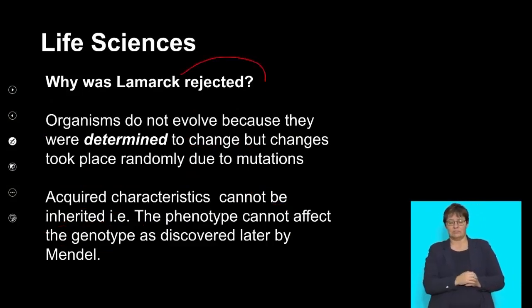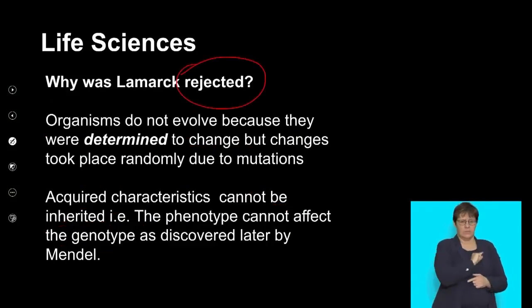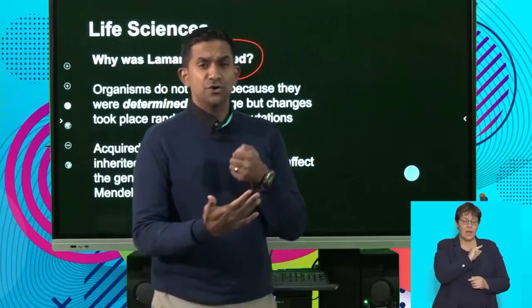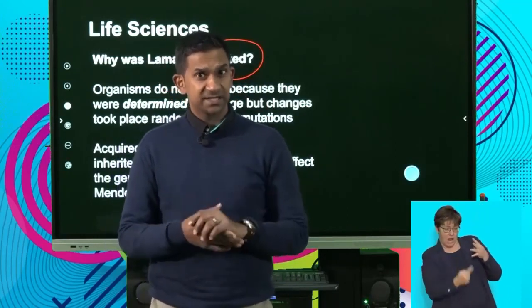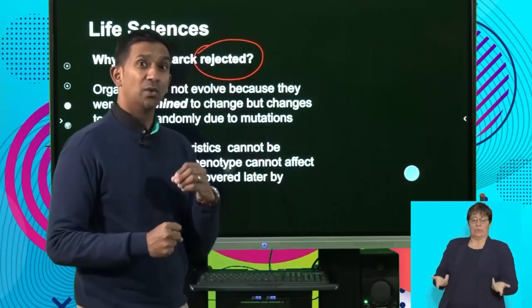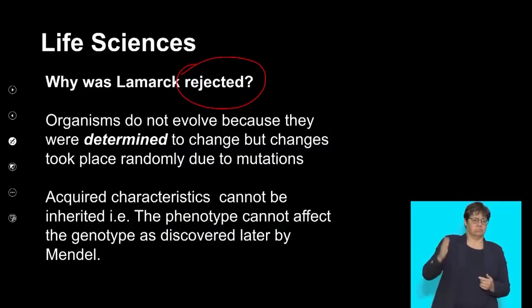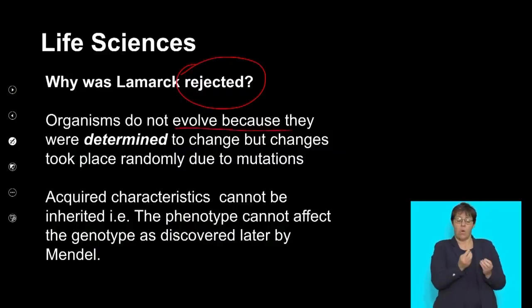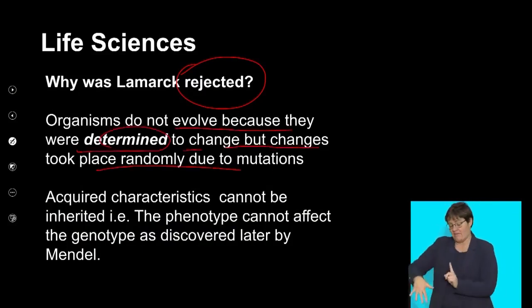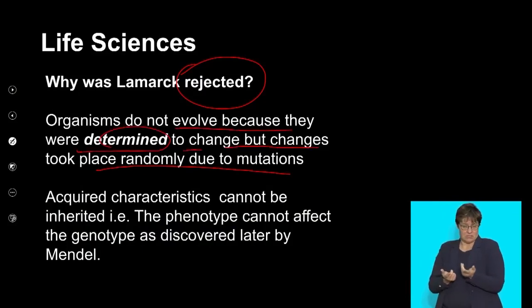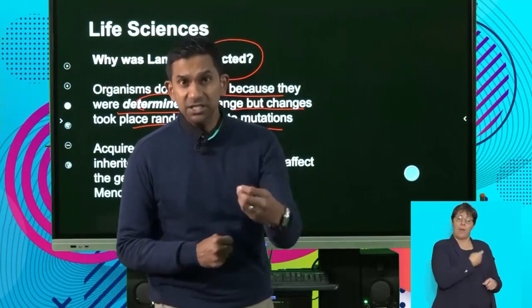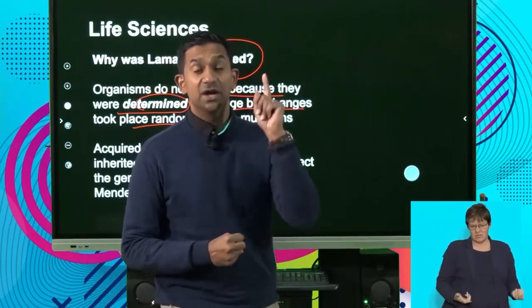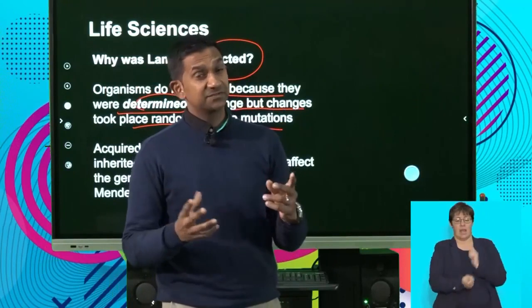So again, why was his theory rejected? And the concept of rejection is based on not enough evidence supporting what he hypothesized. And so we need to unpack why it is rejected. Organisms do not evolve because they were determined to change, but by changes that take place randomly due to mutations. Essentially, that points to the fact that individuals don't change because they need to change. Change happens randomly, and that is driven by mutations.